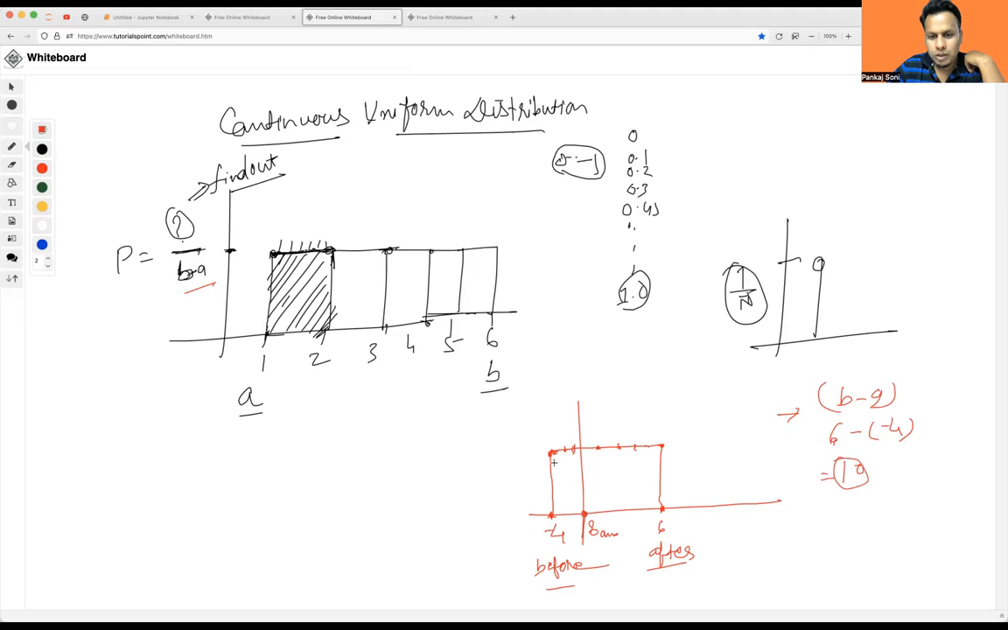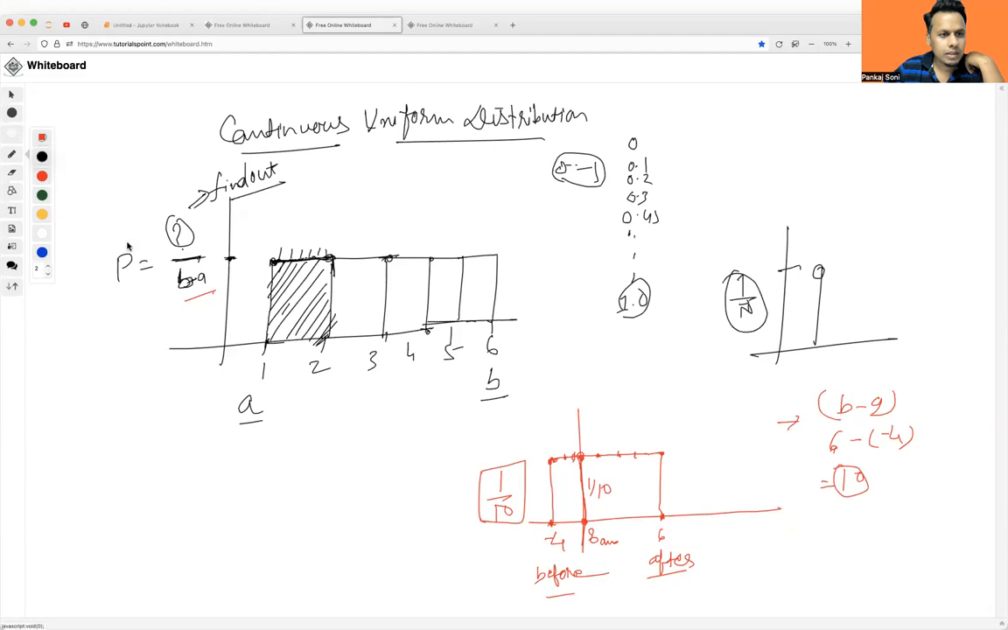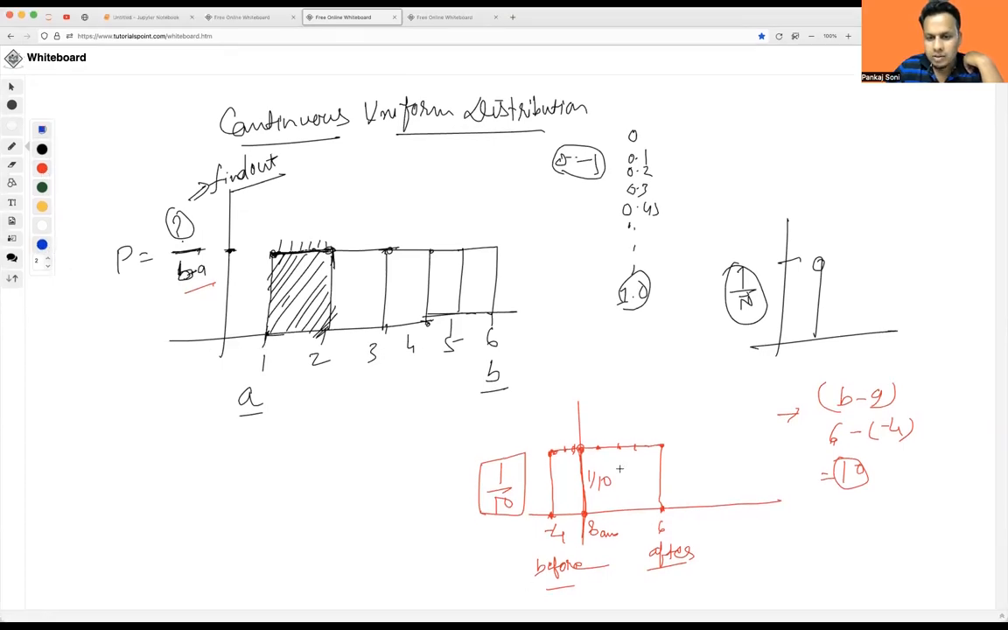So you are going to divide 1 by 10. Basically, this height is nothing but, let's say you are going to calculate the height, this height will be represented as 1 by 10. Now if you are going to calculate the probability, we have to develop a formula here. Let's say I want to know the probability of that person reaching between, let's say, 2 and 5 here.